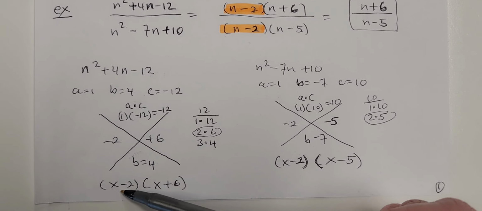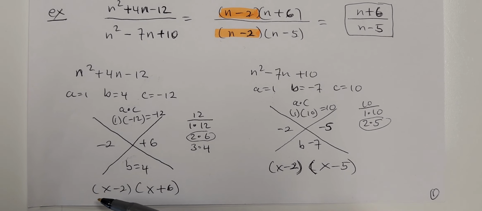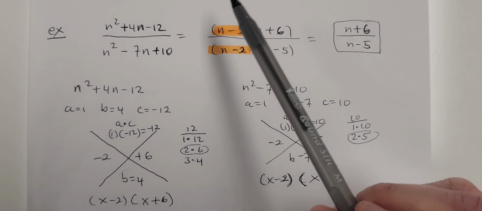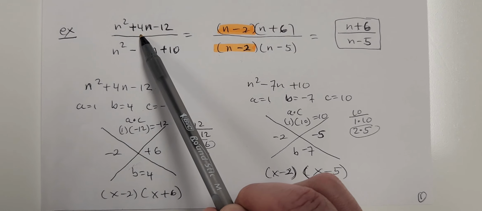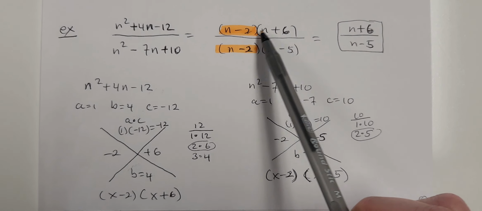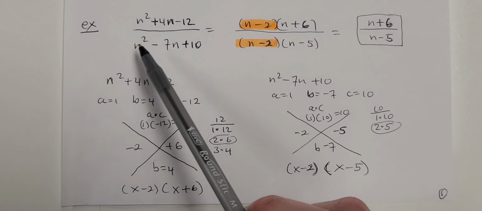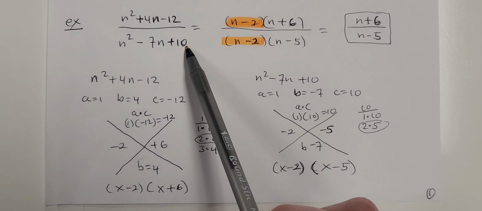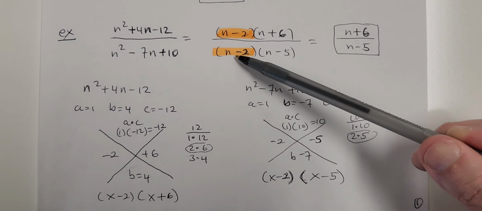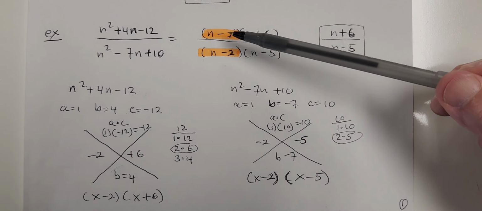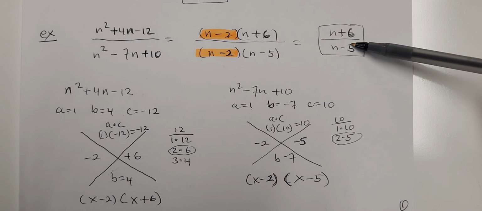After that, you just bring it straight down: n minus 2, and then n plus 6. So this right here, n minus 2 and n plus 6, is for the top. I rewrote n squared plus 4n minus 12 as n minus 2 times n plus 6. Okay, do the same procedure for the bottom, n squared minus 7n plus 10. Same procedure using A, B, C, and I get n minus 2 and n minus 5. Anything that looks the same, cancel. Anything that you didn't cancel becomes the final answer.